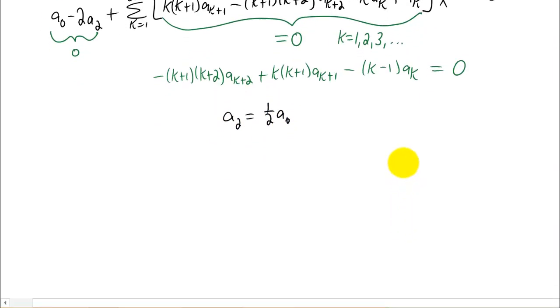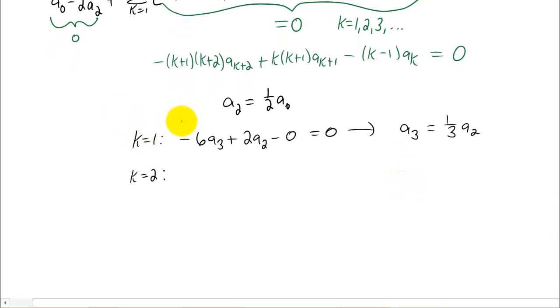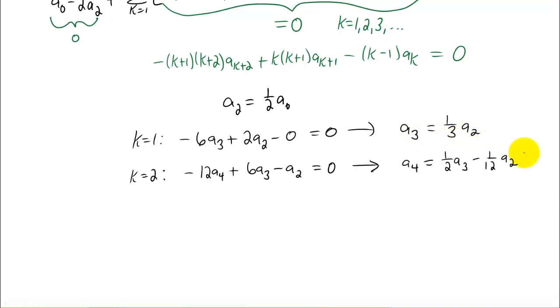And then we just have to start at k equals 1 and see what the recurrence relation gives us. The k equals 1 equation gives us this right here, which eventually tells us, I believe, if I've plugged everything in right, that a3 is equal to 1/3 a2. Alright, I've written down the k equals 2 equation right here.